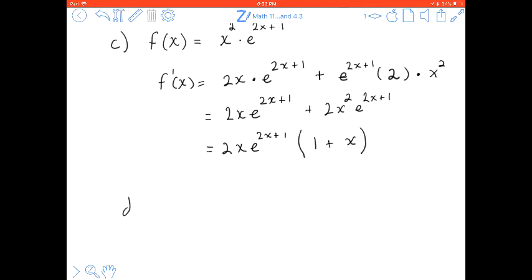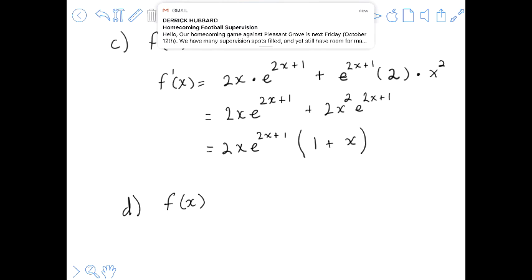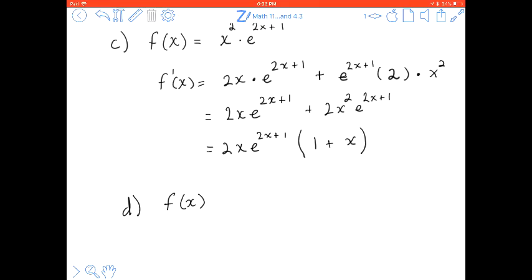Let's try one. You'll have one similar to this on your homework of a quotient rule. So f of x, let's say, equals e to the x plus e to the negative x over 2.